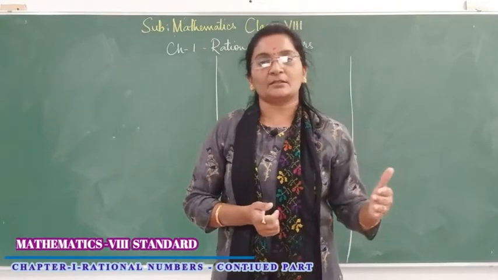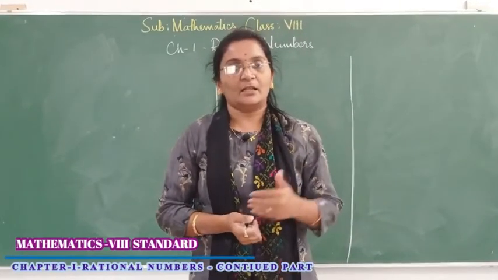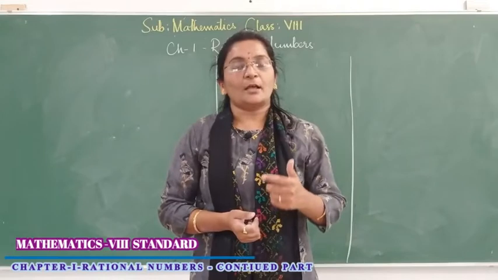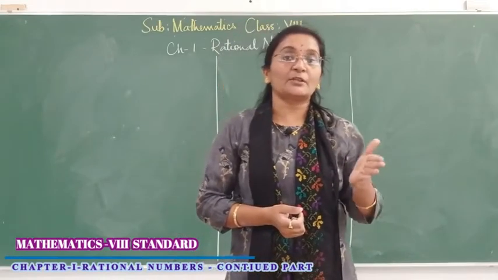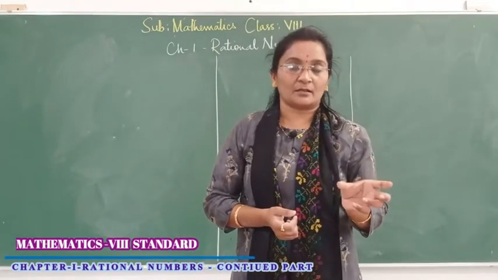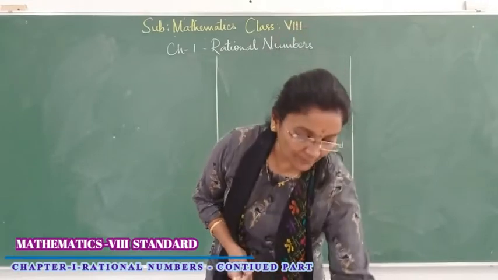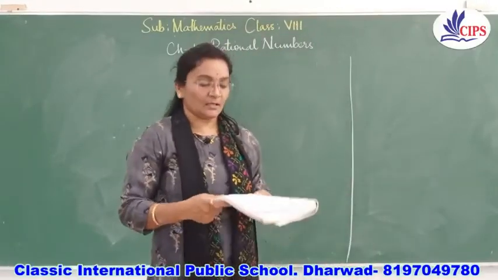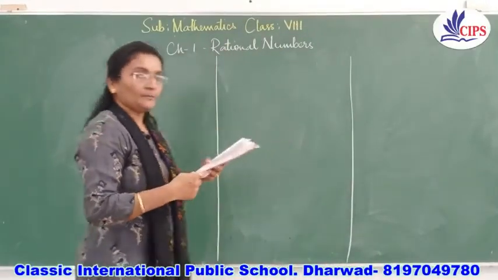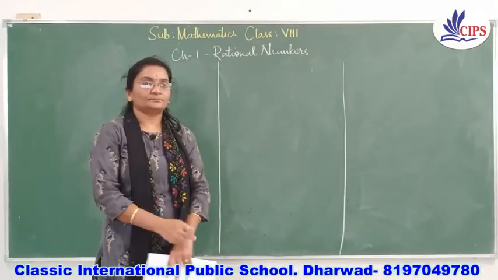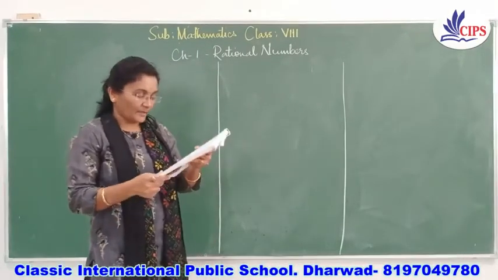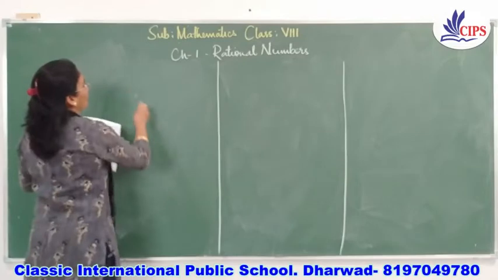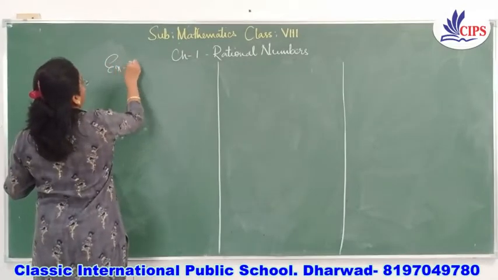Okay, with that same method we have to solve the sums again, that is addition of rational numbers, but here we have to add 3 or 4 rational numbers together. So let's begin our class today. Let's start with exercise 1A, that is third main. Let's begin third main of exercise 1A.